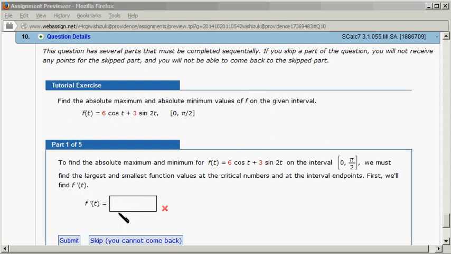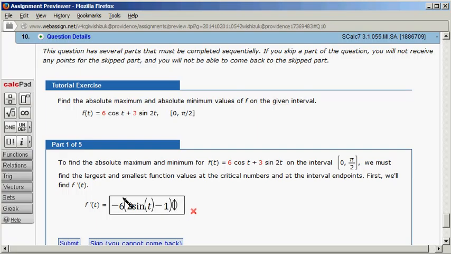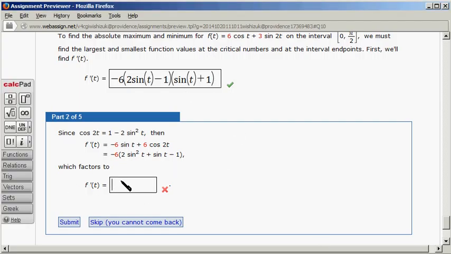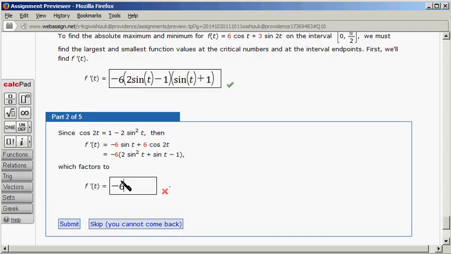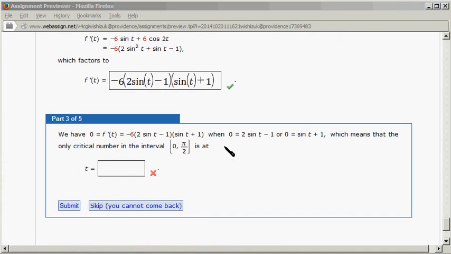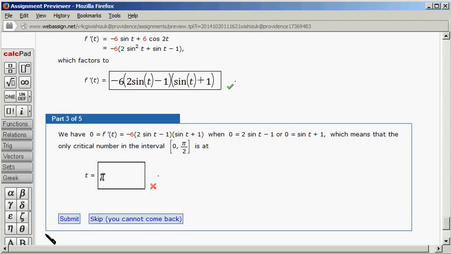We have to put the derivative there. That was negative 6, then we had 2 sine of t minus 1, and then sine of t plus 1. Let's submit. We got this correctly. These are factors too, so I'll put exactly the same thing: negative 6, 2 sine of t minus 1, and then sine of t plus 1. Let's submit. Then the critical number we found was pi over 6. Let's submit.